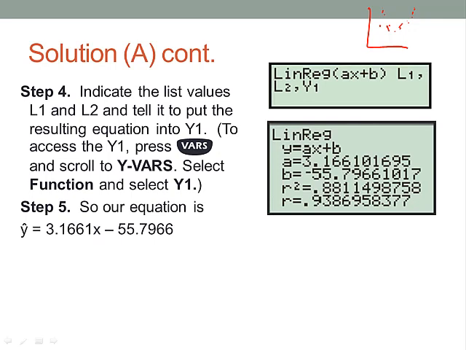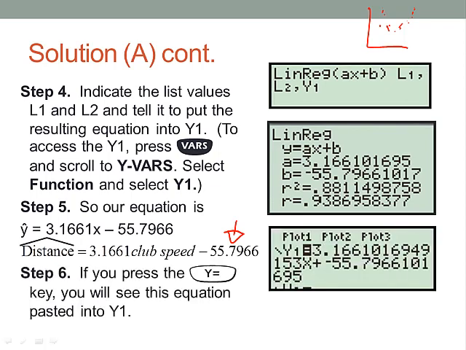So our equation we end up getting is 3.1661x minus 55.7966. And so using regular words for the variables y hat and x, the distance hat equals 3.1661 times the club speed minus 55.7966. And this may seem like a superfluous step, but it'll really help you out when I ask follow-up questions. You won't be flipping back and trying to determine what y hat and x are. You will have already made that determination. It'll make your interpretation of the problem flow much better.